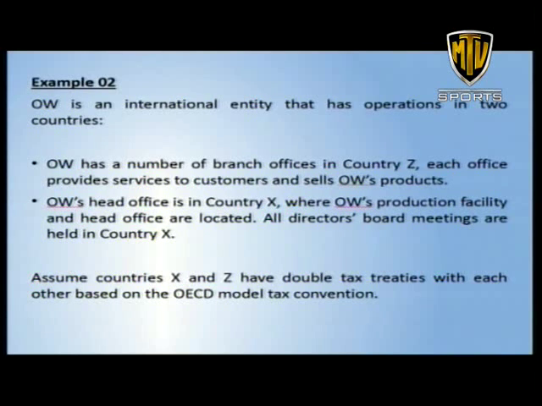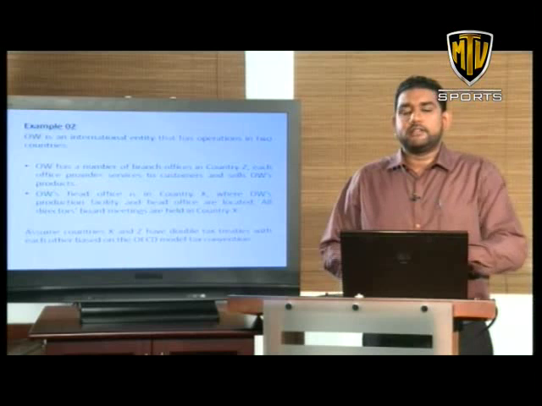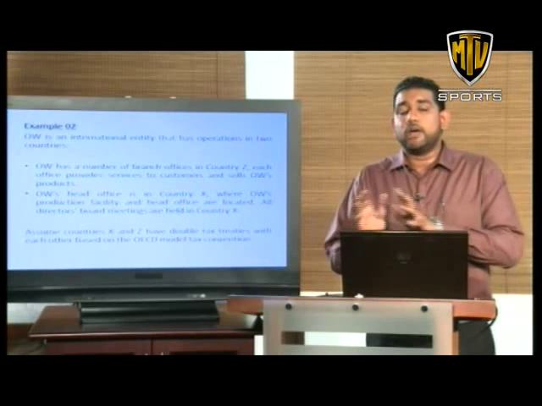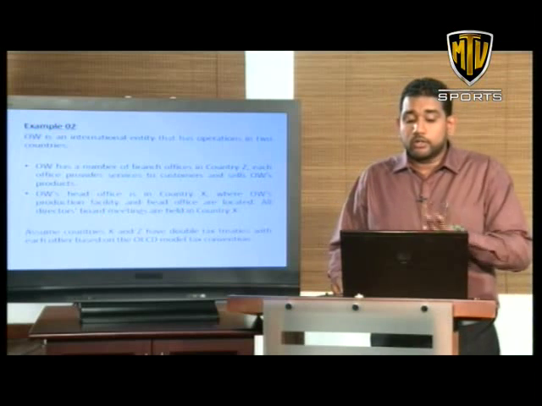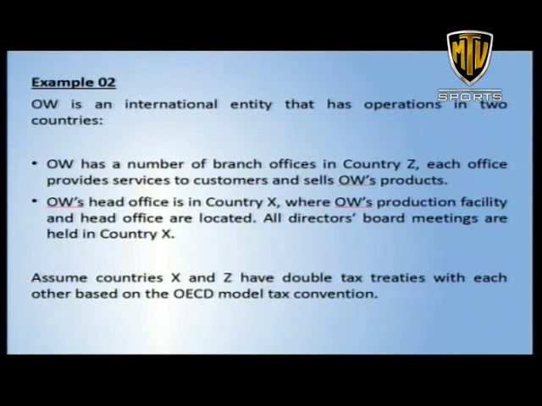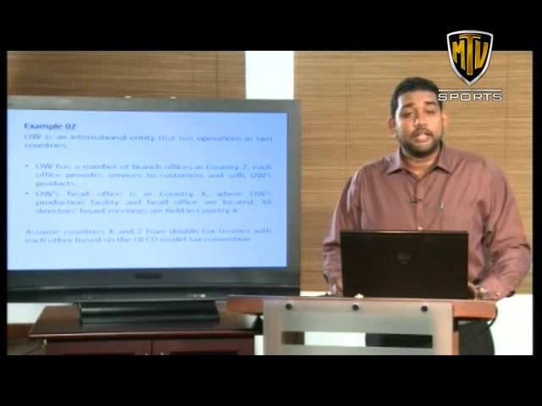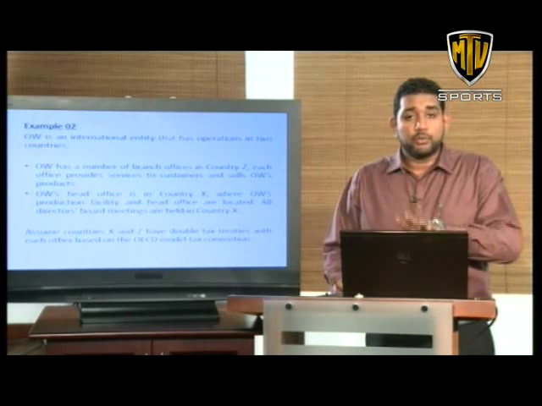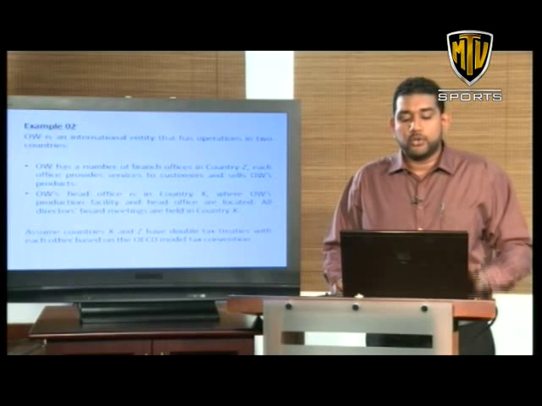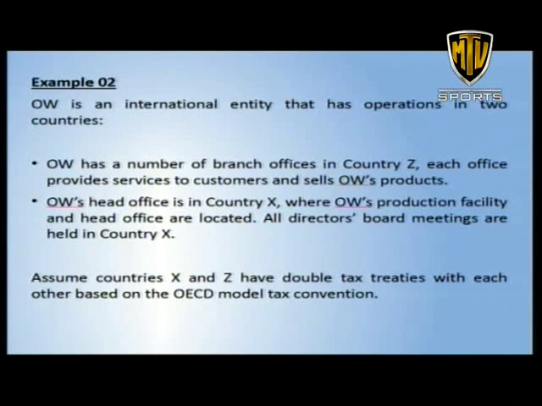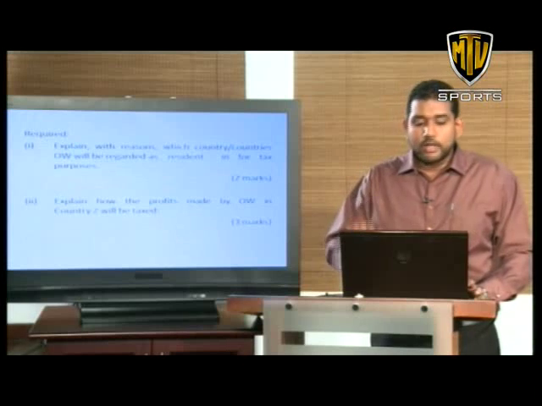Now remember, according to the OECD model, if you are supposed to get taxed in a particular country, the first thing is you need to have a permanent establishment. When you look at OW, they do have a branch in country Z. And according to the OECD model, a branch itself is a permanent establishment. At the same time, they have the head office located in country X, which is good enough, and they do have their board meetings in country X itself, which is going to be another permanent establishment. So you can see this particular organization, OW, has permanent establishments in country Z as well as in country X.